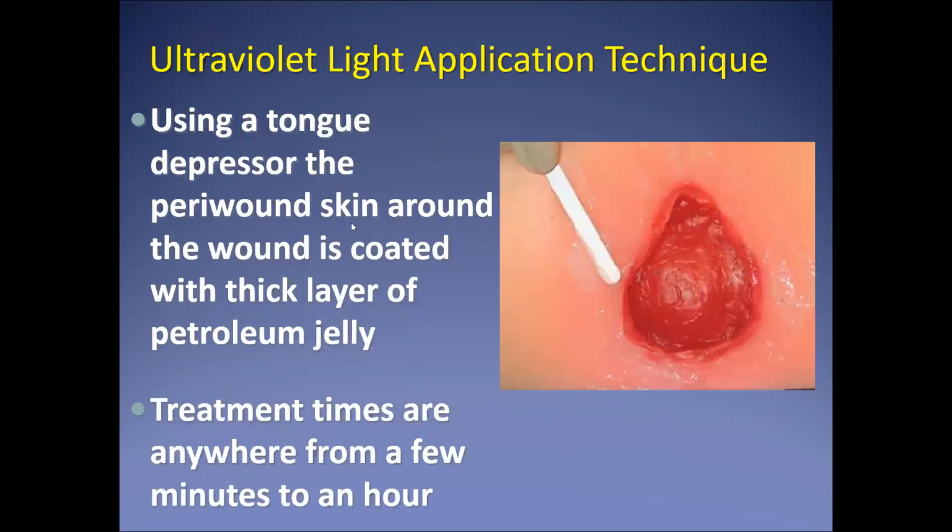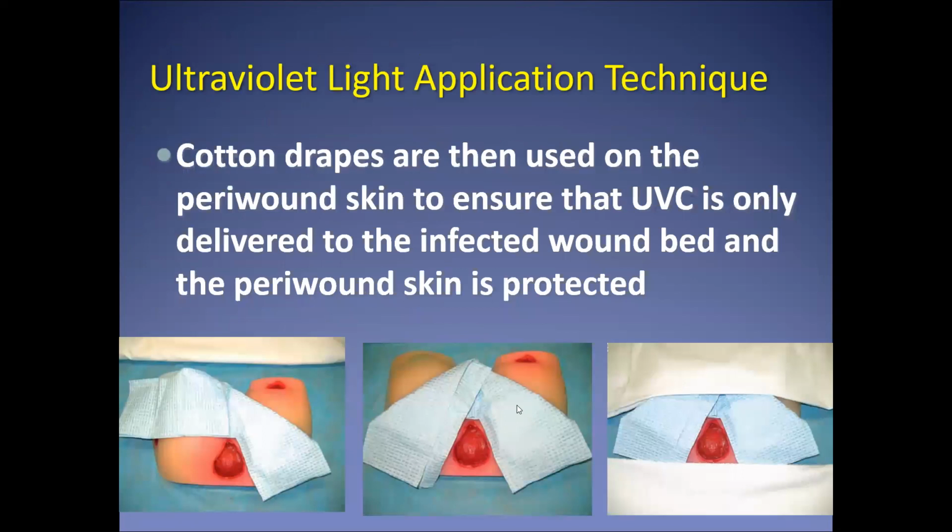So here we go with applying the tongue depressor to the periwound area, right? We'll coat with a layer of petroleum jelly, and then treatments are anywhere from a few minutes to an hour, depending upon what we're trying to kill and how long we're trying to kill it, right? So there's dressing. Why do you think we're putting that draping around the outside of the area of skin? What do you think the goal is? Thank you, Jaira.